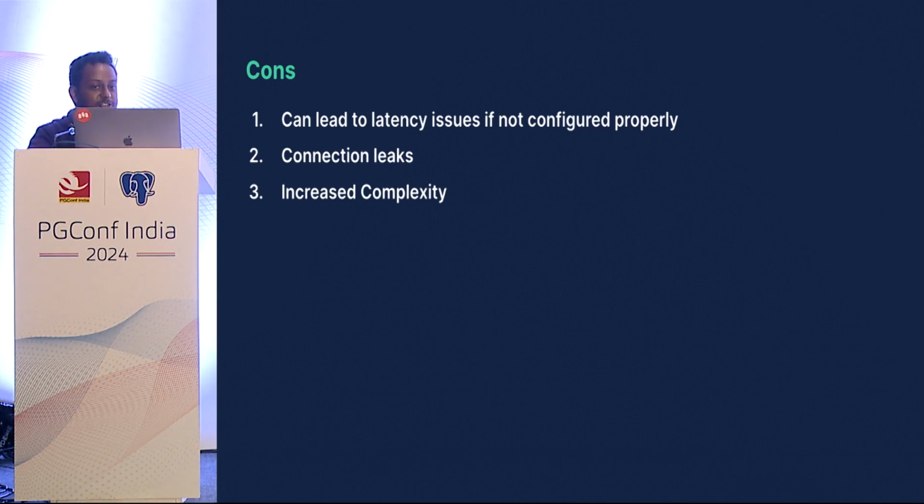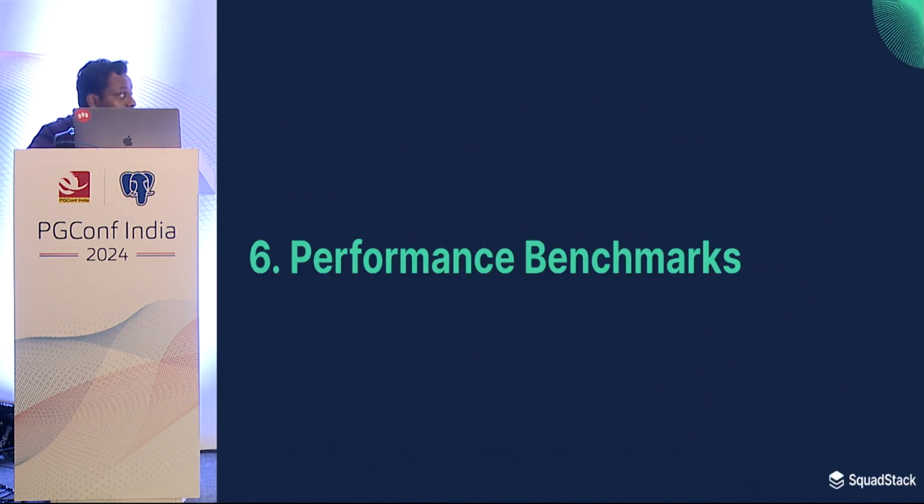Third one is increased complexity, of course. As we are adding another middleware between the database server and client, it will increase our complexity. And fourth could be cost as well. As we are running more servers for the Postgres proxy, it will result in higher cost. Okay, so let's discuss some performance benchmarks that we have done.